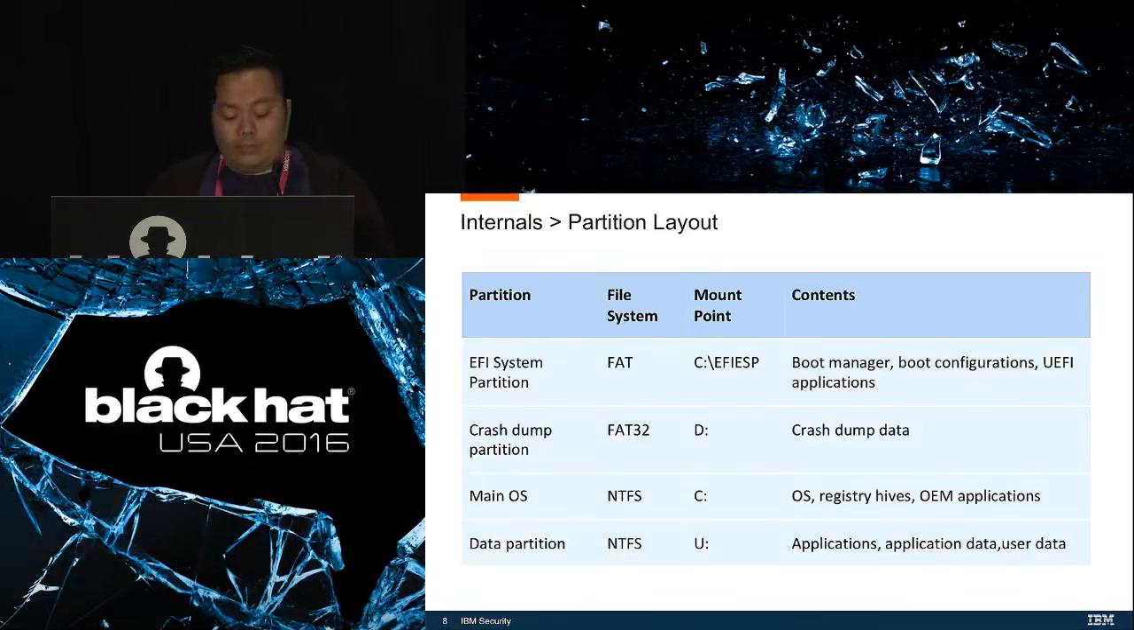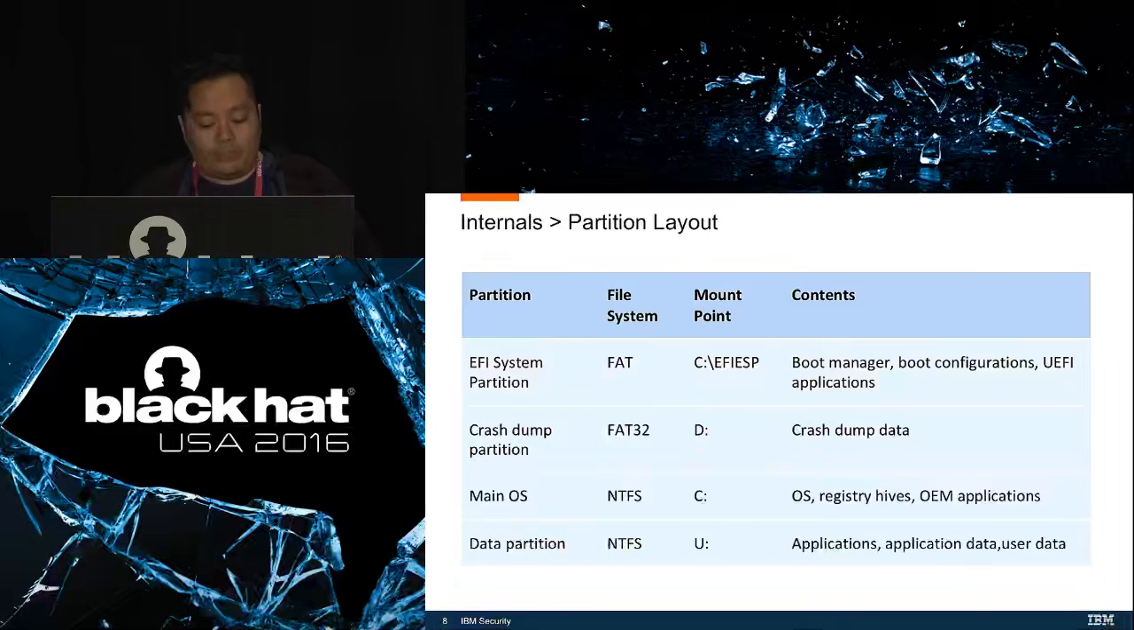A Windows 10 IoT Core image contains 4 partitions. First, the EFI system partition, which is formatted as FAT. It contains the Windows Boot Manager and the boot configuration database. It will be mounted to the C directory of the OS in the EFI ESP folder.